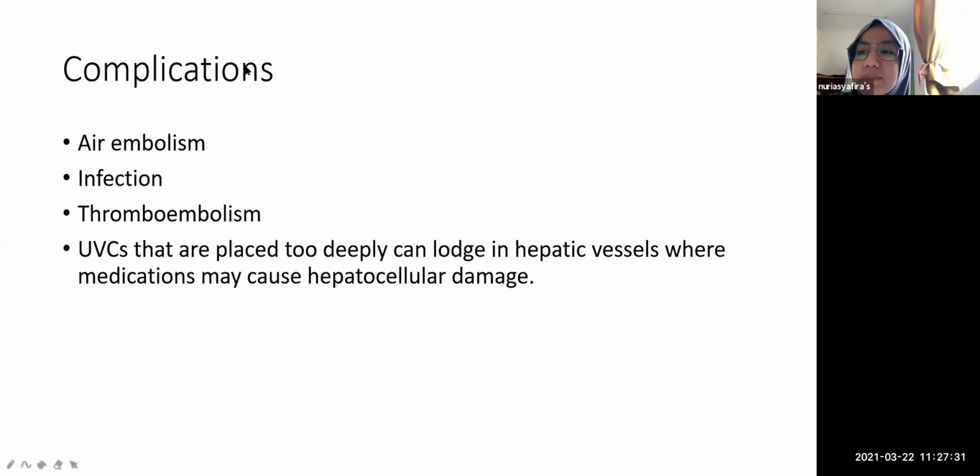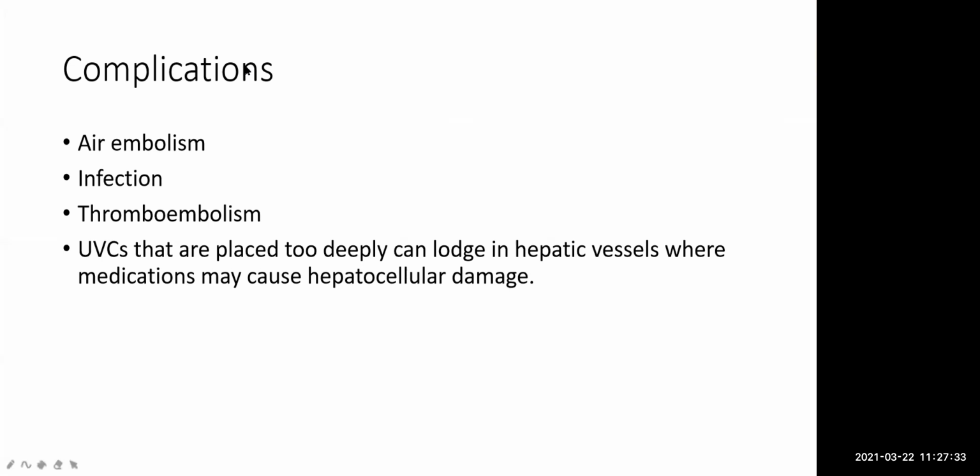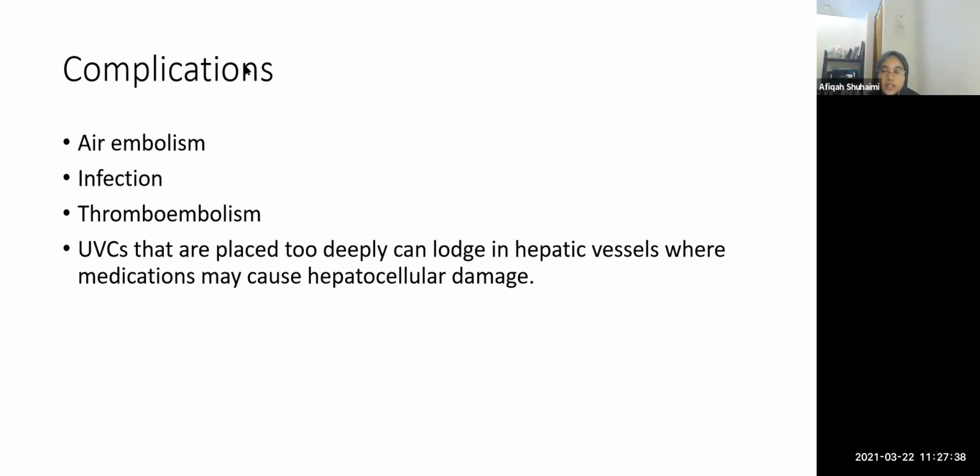And lastly, the complications. The complications of umbilical artery or umbilical vein catheterization are air embolism, infection, and thromboembolism. We need to make sure the umbilical vein catheter is not placed too deeply, because it can lodge in the hepatic vessels, where medication may cause hepatocellular damage.